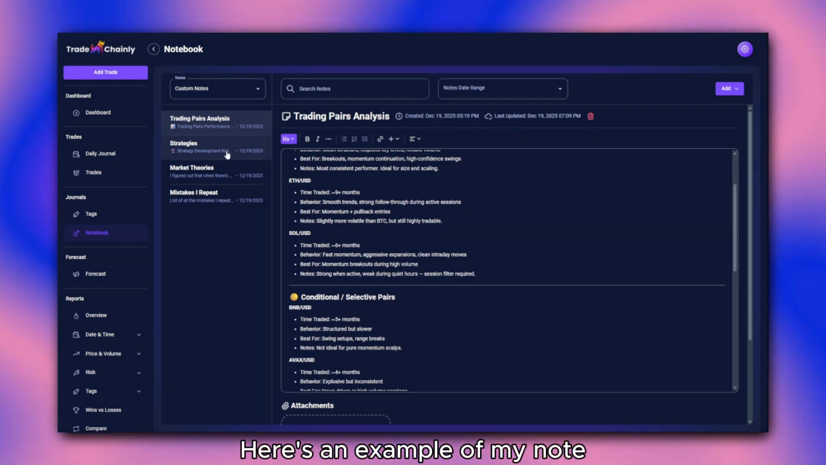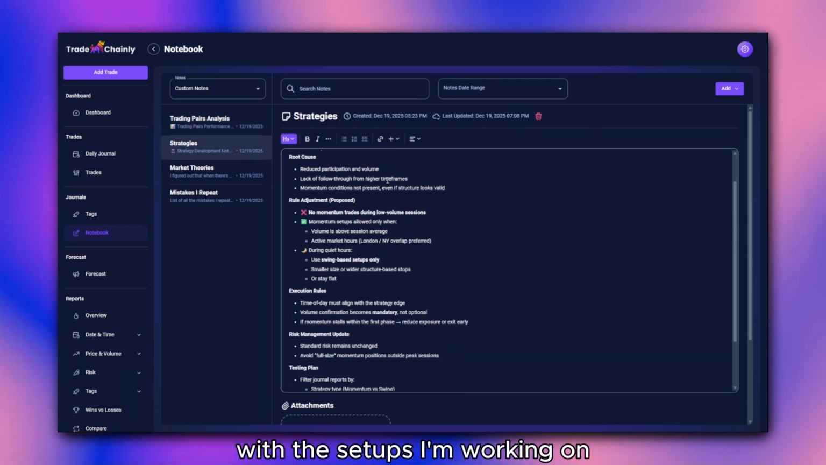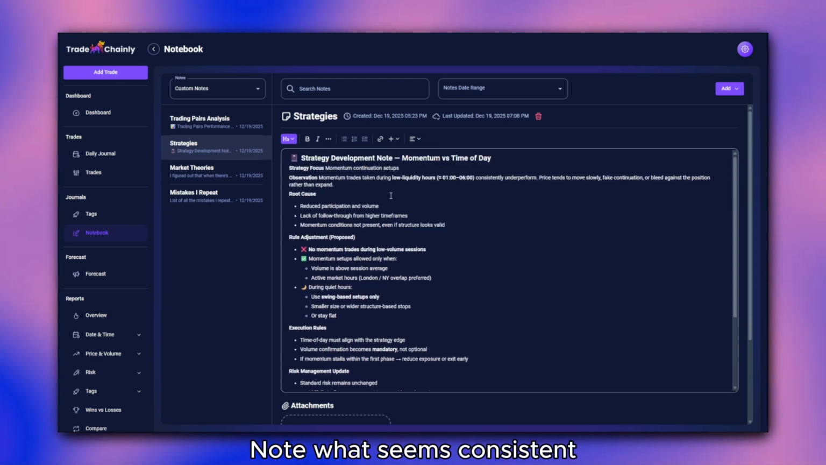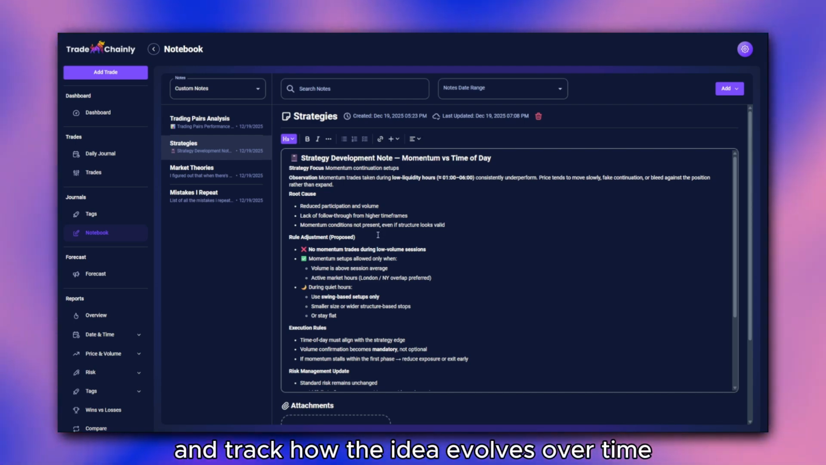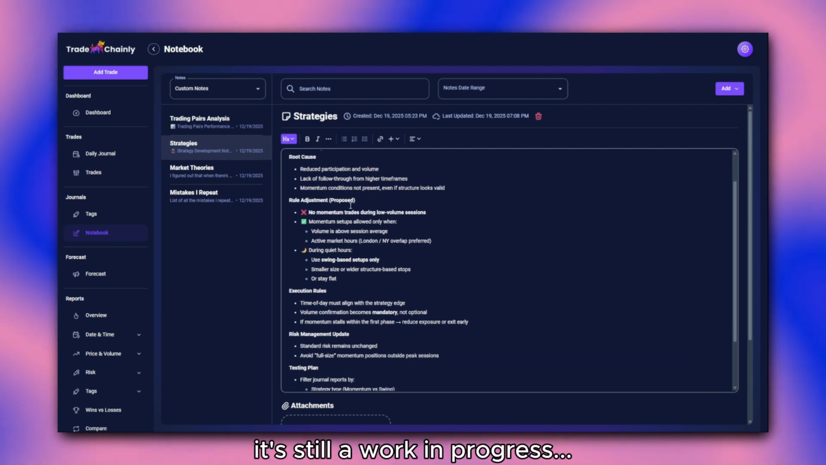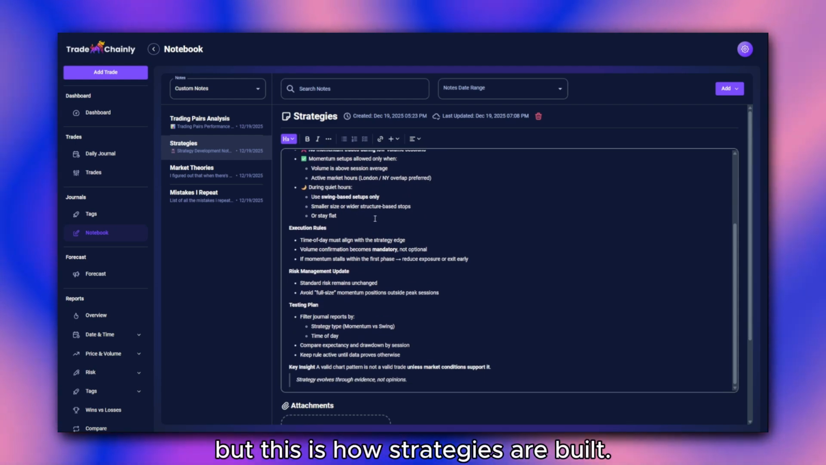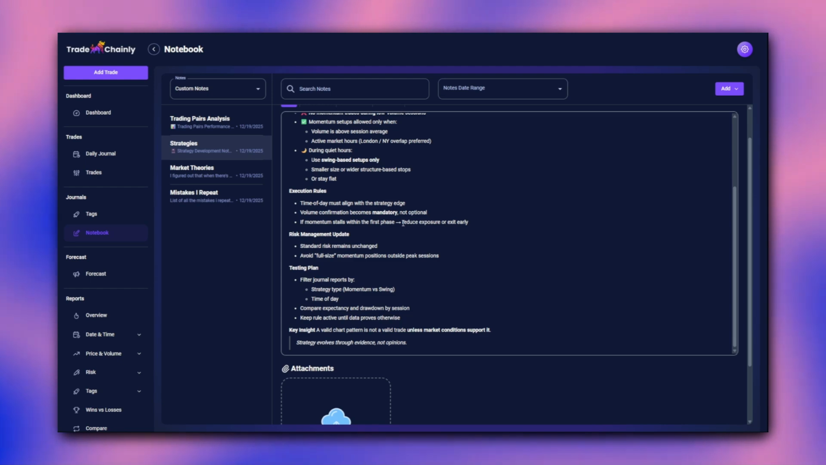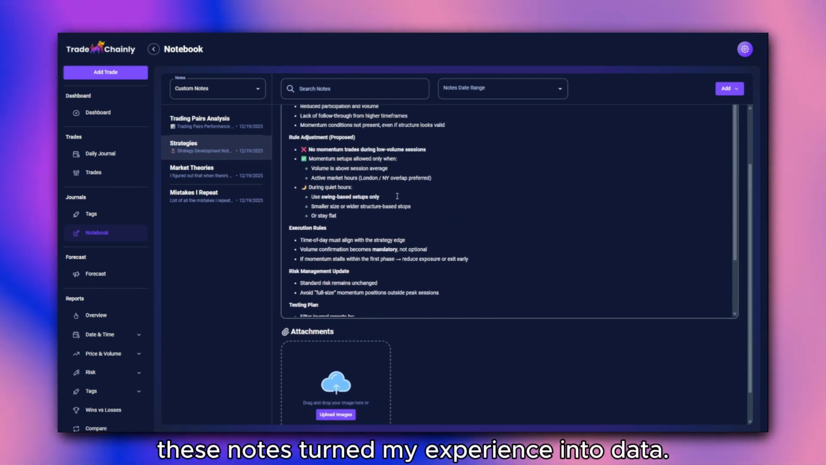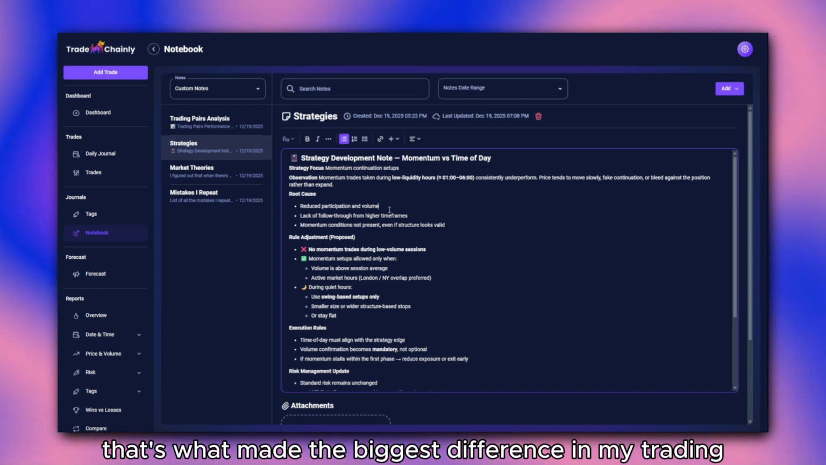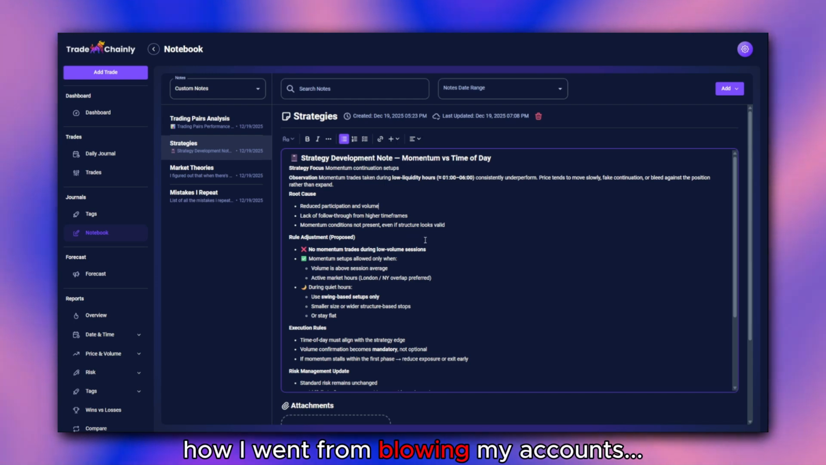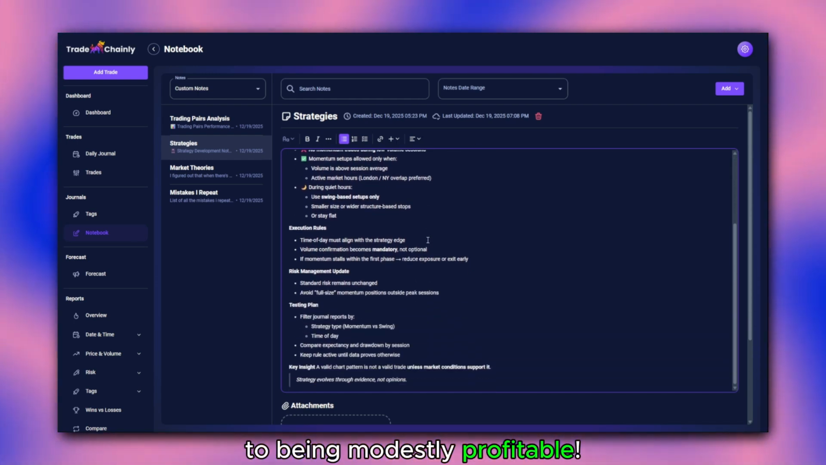Here's an example of my note with the setups I'm working on. I throw ideas in here. Note what seems consistent, what doesn't work, and track how the idea evolves over time. It's still a work in progress, but this is how strategies are built. These notes turn my experience into data and my emotions into patterns. That's what made the biggest difference in my trading, how I went from blowing my accounts to being modestly profitable.